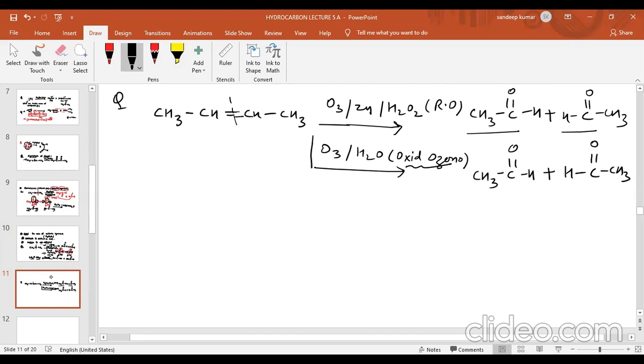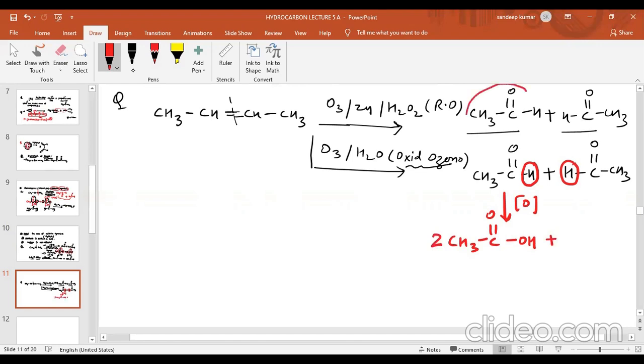As we know, in oxidative ozonolysis, the hydrogen attached with the CO group will be oxidized. So this hydrogen is oxidized and also this hydrogen will be oxidized. So further oxidation will be possible. Now the product obtained is CH3 C double bond O and OH. So this is also the same product. So we can say 2 moles of this product are obtained. So you can easily differentiate. In reductive ozonolysis, the reaction stops at the aldehyde, while in oxidative, a carboxylic acid is formed as the product.